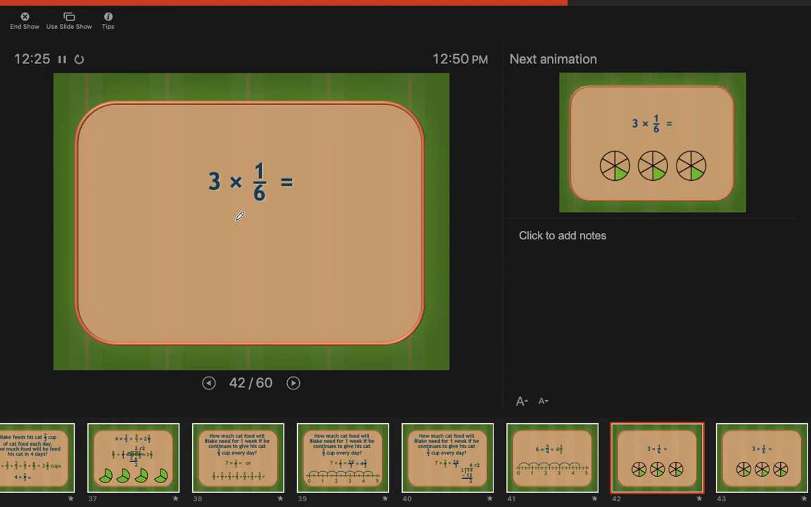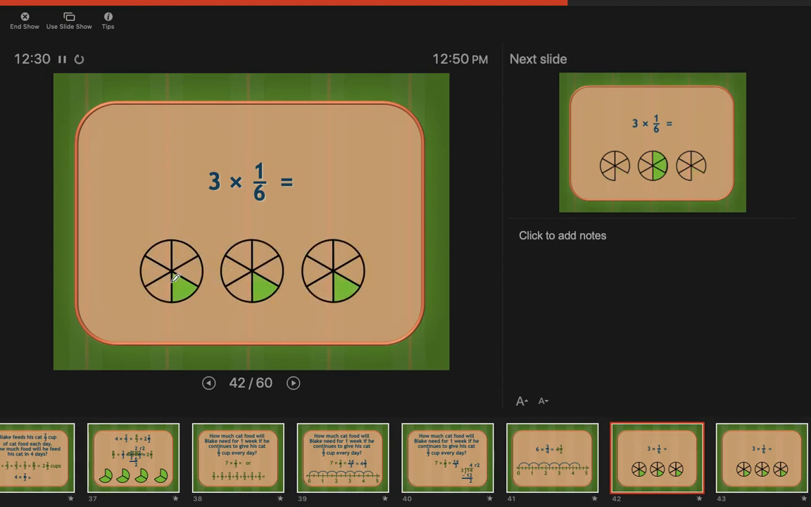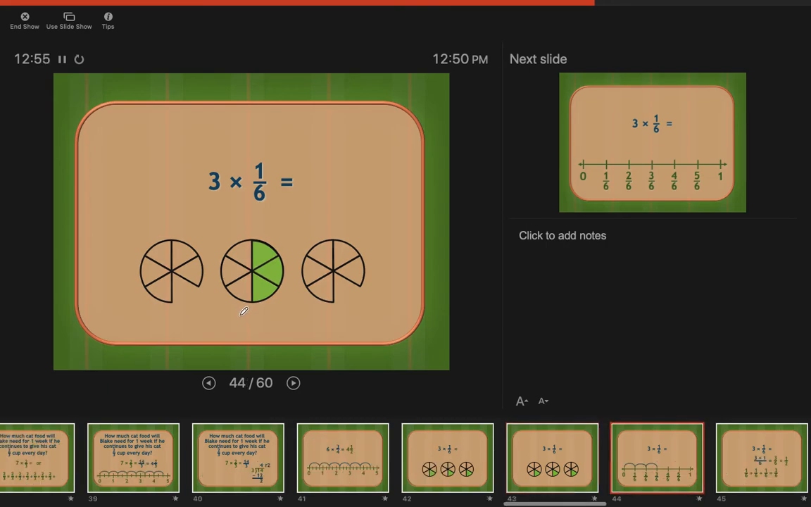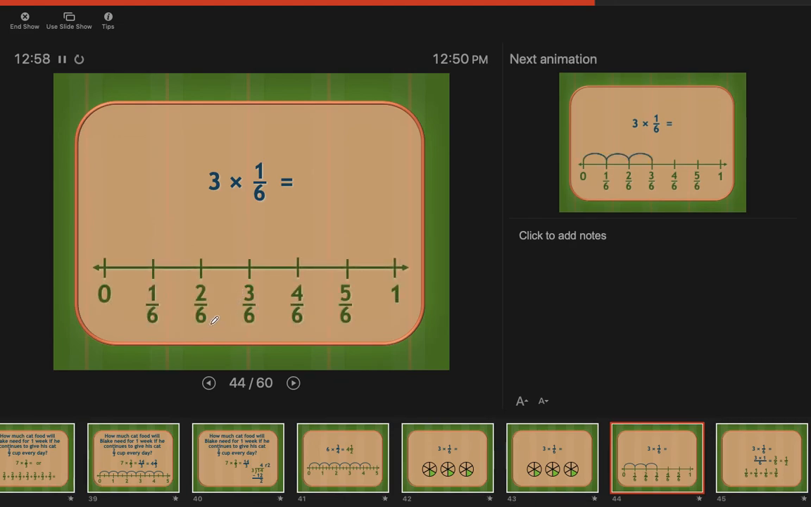Let's try this one: 3 times 1/6. I have pizza charts down here, and I have 1/6, 1/6, and 1/6 here. 3 times 1/6. Well, if I take those pieces out and combine them into one pizza graph, how much do I have, class? I should have a half. So what is 3 times 1/6? It is 1/2. What does that look like on a number line?